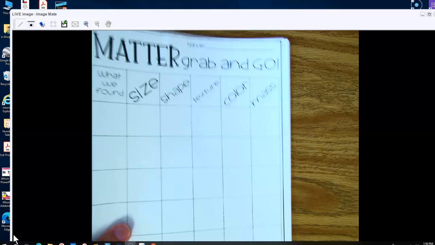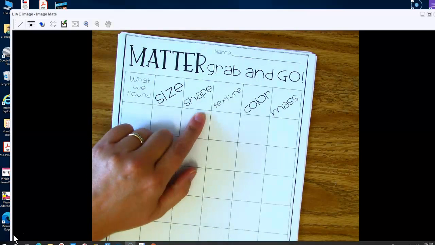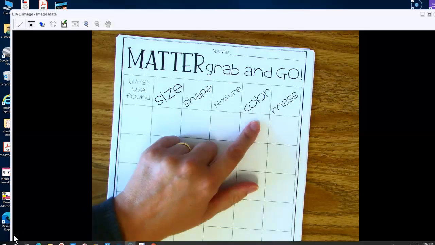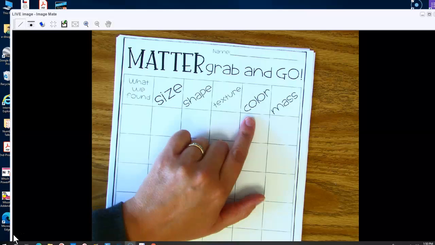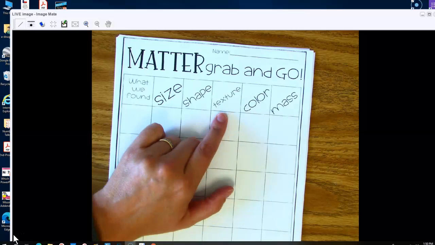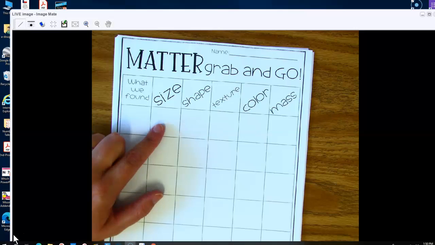So today we're going to look at these properties: size, shape, texture, color, and mass. Remember, mass means how heavy or light it is. Color, obviously we know what color means. Texture, smooth or rough or bumpy. Shape, is it shaped like a circle, a square, a rectangle, a triangle? Size, is it big or small? Itty bitty or humongous.